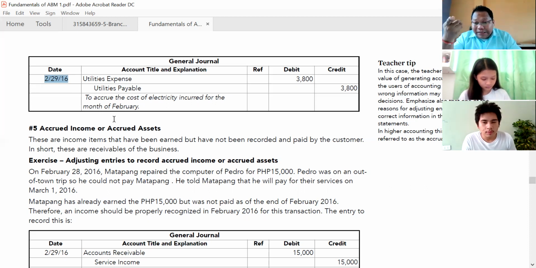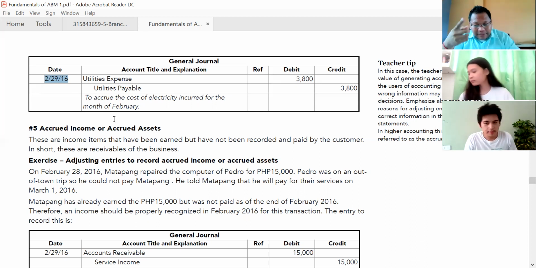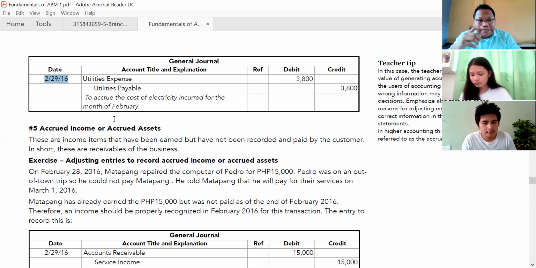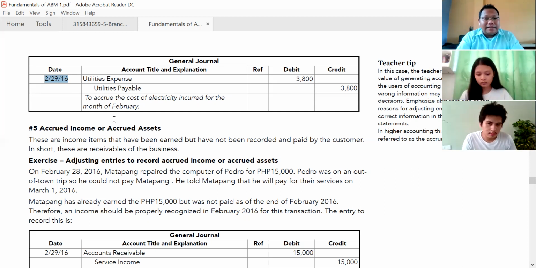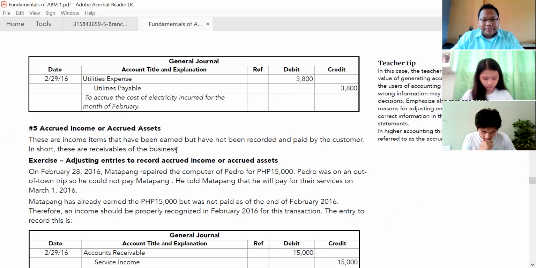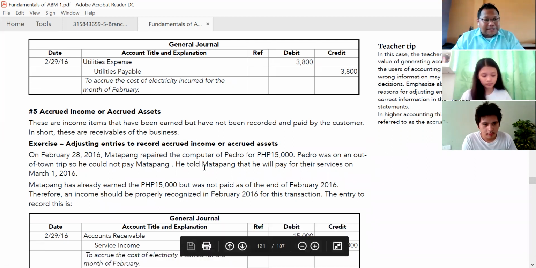So what is the normal balance of a payable, debit or credit? Nathan? Credit. To settle a payable, you debit it. And the manner of settling the payable is through cash. That is why you credit cash. That's on a March 3 transaction. Questions regarding accrued liabilities or accrued expenses? If there's none, we proceed with accrued income or accrued assets.